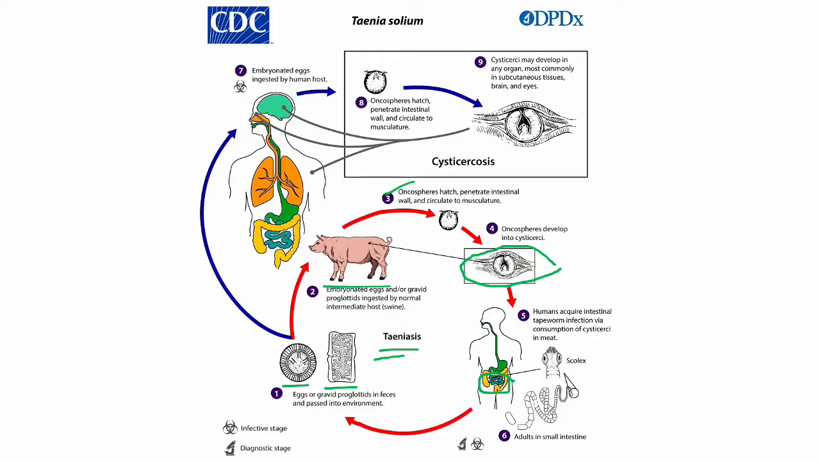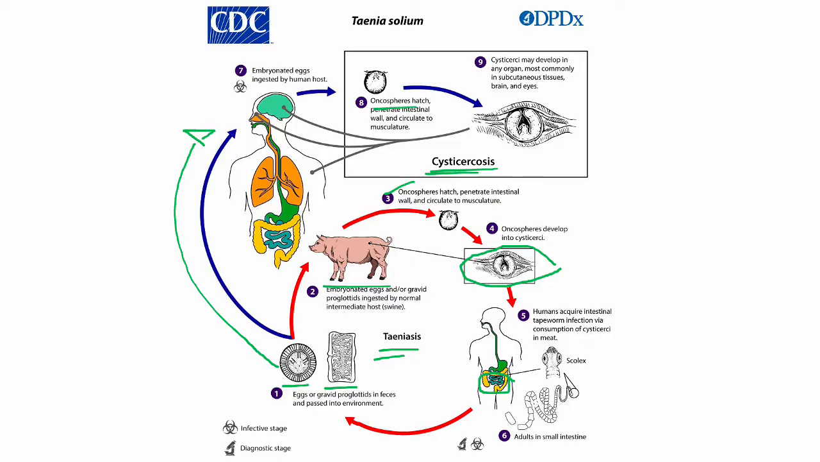Next one is through direct ingestion of eggs or gravid proglottids by humans. This is also known as cysticercosis, and this is through the ingestion of eggs through contaminated water or food. Here in this life cycle for cysticercosis, humans act as the intermediate host of the parasite, which means that we only contain the larval forms of the parasite in our tissues.